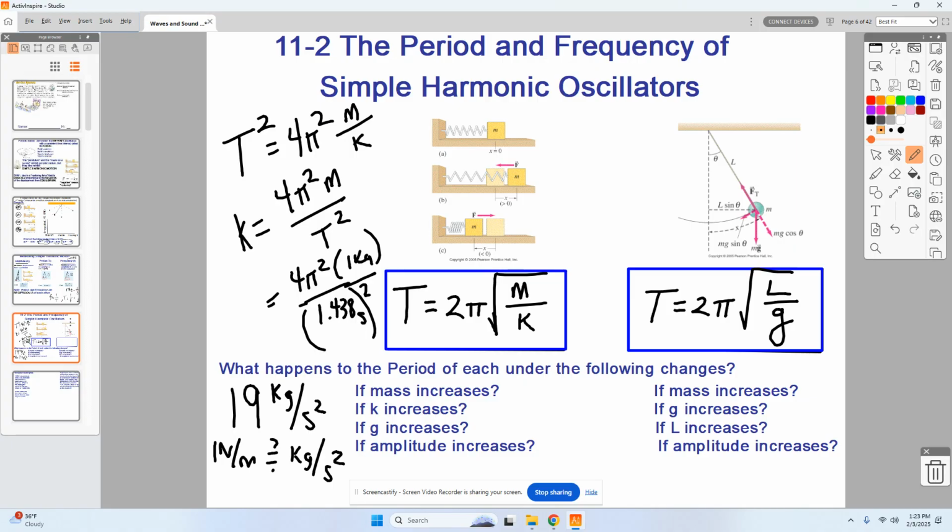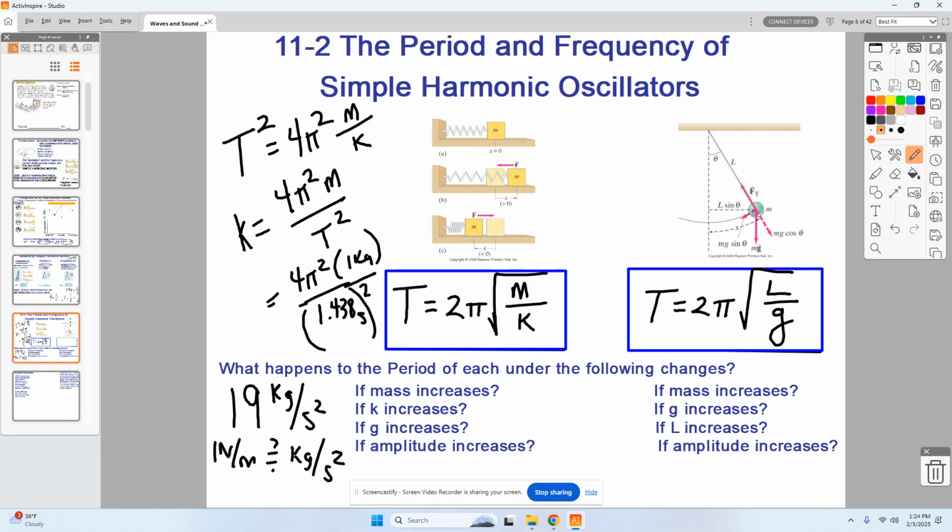What should happen to the amplitude or to the period? Are you ready? Start. What should happen? For this, it shouldn't have any change. Same. Okay, so no change to the period. What if I change G? What if I take this thing to the moon? I'm sorry, G increases, so I'm going to take it to Jupiter.